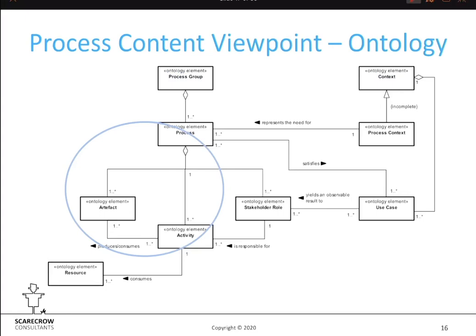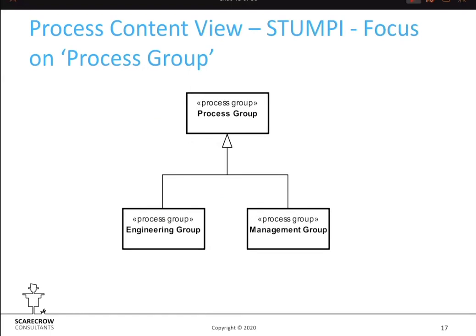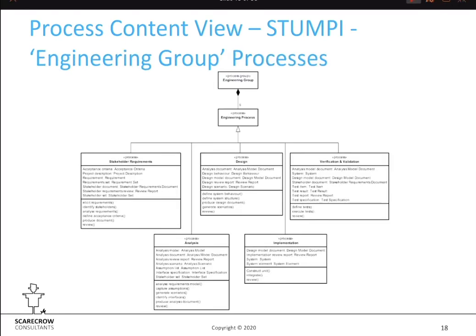So the process content viewpoint is about addressing the process and the artifacts and activities, typically not the stakeholders on this one. And you can focus on the process group levels, such as the process content view for STUMPI, that purely just identifies the process groups. And you'll notice that we're using stereotypes throughout to show which concepts from our process structure view now, I'm not going to say ontology, our process structure view, the language, which concepts we're representing. Here's a much more detailed one.